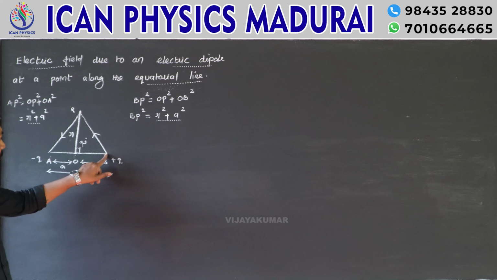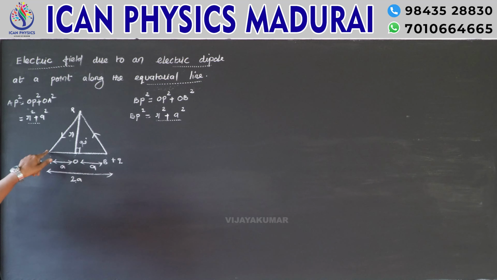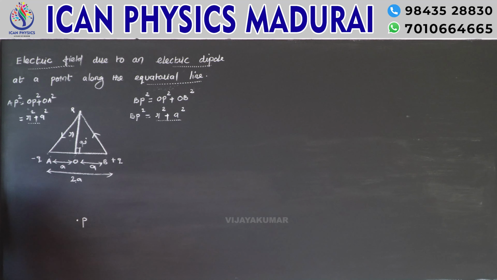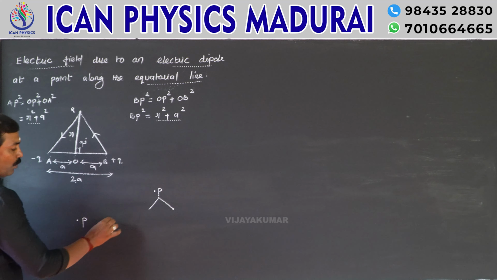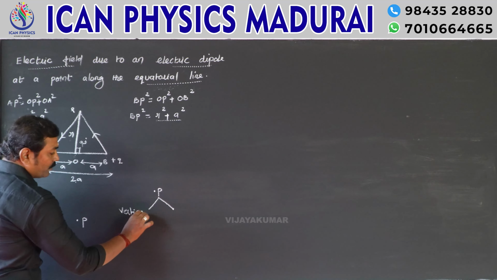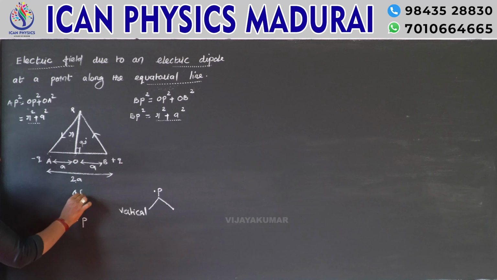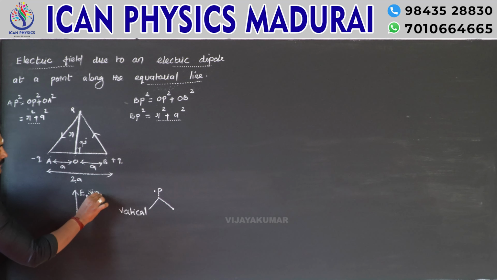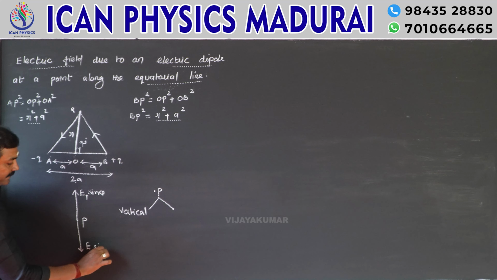Okay, now the positive charge produces the electric field at the point P radially outwards. The negative charge produces the electric field at the point P, which is acting radially inwards. So what happens? At the point P, the electric field resolves into two components. One is a vertical component. Okay, so the vertical component is E plus sin theta. Another one is E minus sin theta.